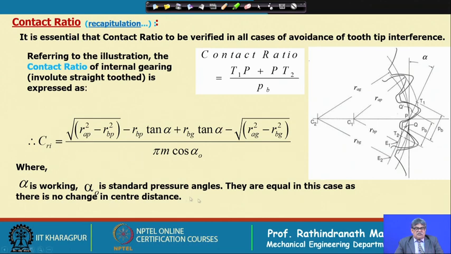Alpha is the working pressure angle and alpha 0 is the standard pressure angle, and they are equal in this case as there is no change in center distance. Even on a corrected gear, if the center distance is not changed, then the working pressure angle has to be the same as the standard pressure angle; you should remember that. A good example is the plus-minus correction. Tooth thicknesses are varying, but this angle is not varying. Only if we increase or decrease the center distance will the working pressure angle vary, and that too we calculate very carefully.